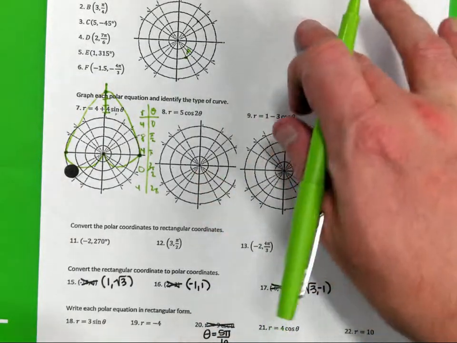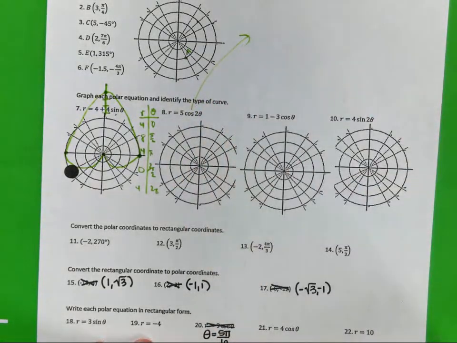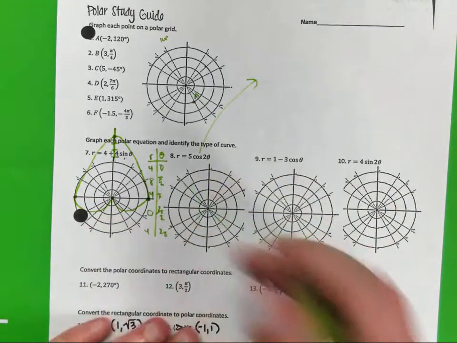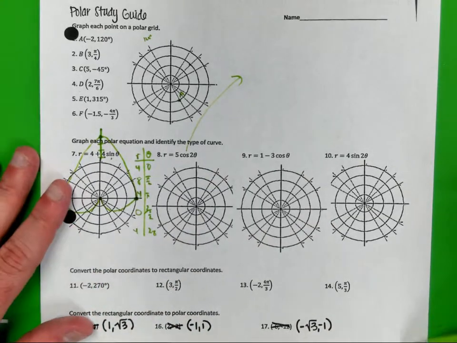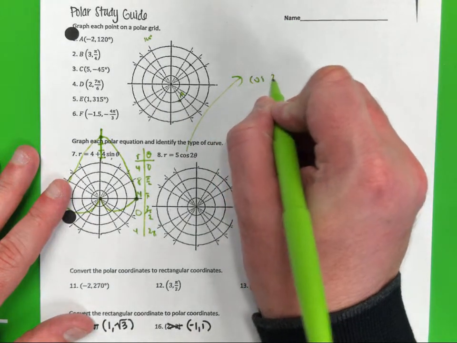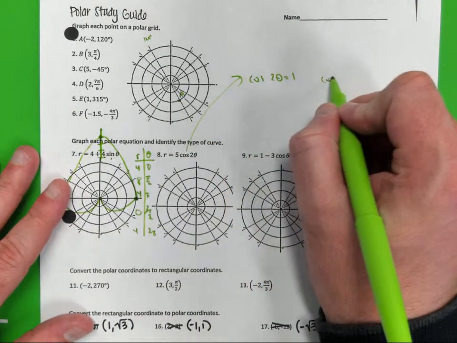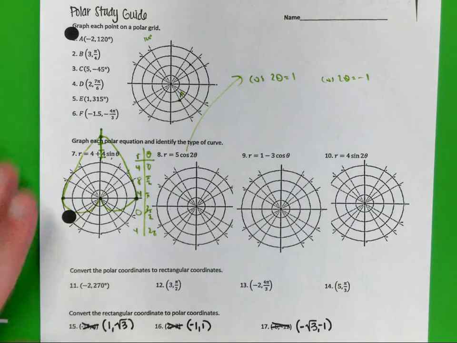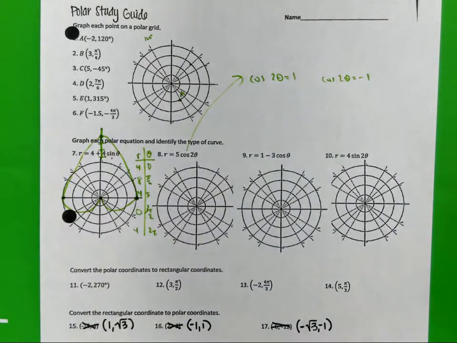So I'm going to work it up here. All right, so I'm going to set cosine, because are we going to worry about that 5 right now? No. All right, so I'm going to do cosine 2 theta equals 1, and cosine 2 theta equals -1. Do not divide by that 2 right now. You're not ready to do that.